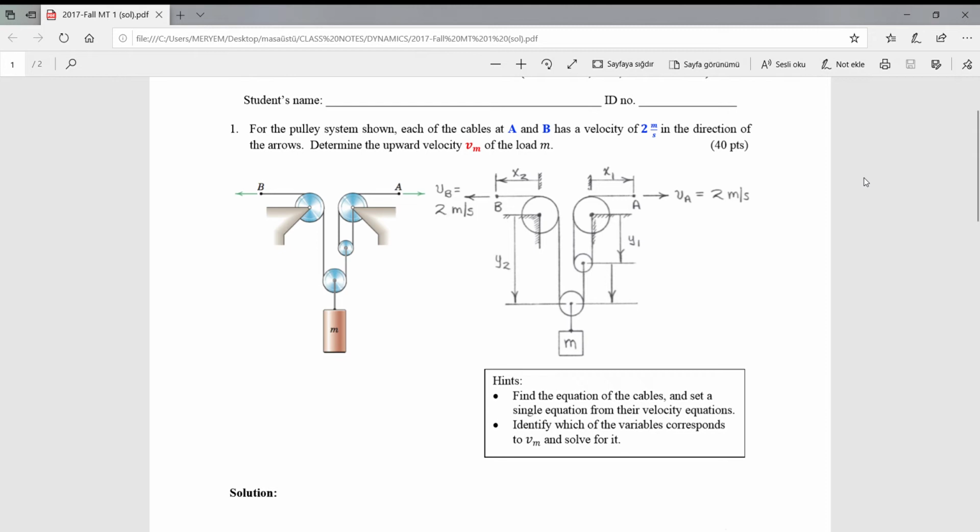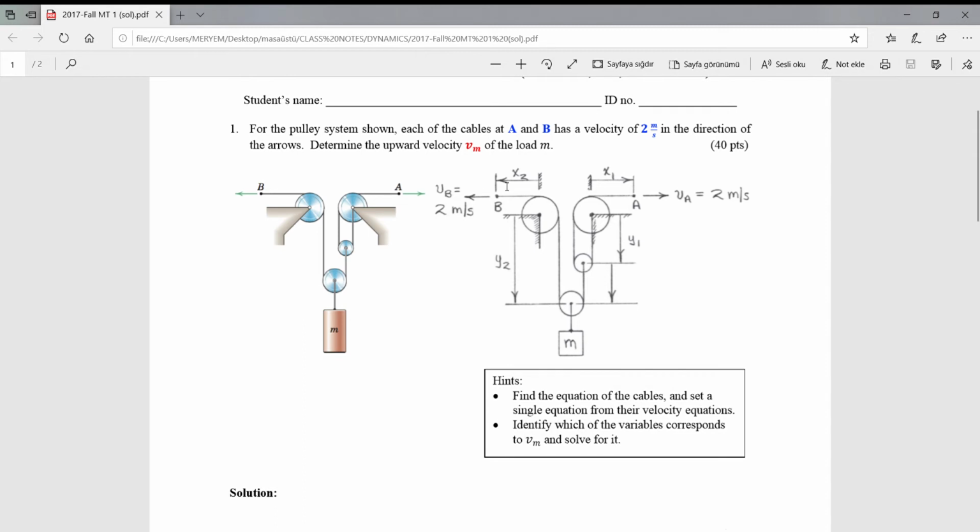Now let's look at our questions. In fact, the Pulley system is the easiest question of the dynamic lessons, but we need to know a few tricks. For the Pulley system shown, each of the cables at A and B has a velocity of 2 meters per second in the direction of the arrows. Determine the upward velocity Vm of the load M.